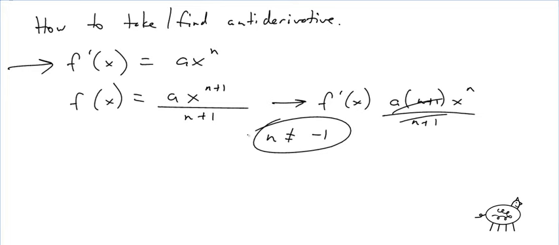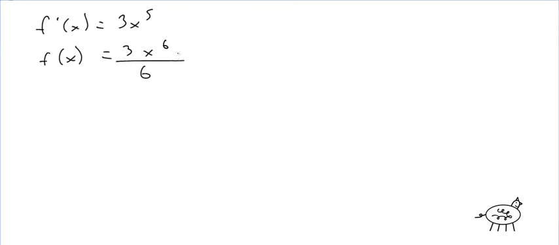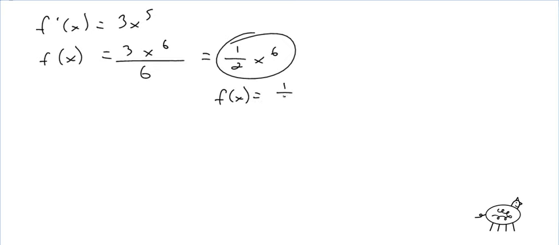So let's try an example here. F prime of x equals 3x to the 5th. Well, it's pretty easy. F of x equals, increase that by 1 and divide it by that new exponent. So you get 1/2 x to the 6th. Is that right? Not quite. F of x equals 1/2 x to the 6th plus c. Don't forget that plus c. That's actually really, really important, because you have to have that constant there.